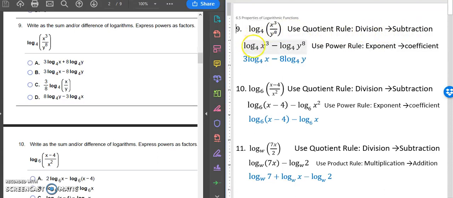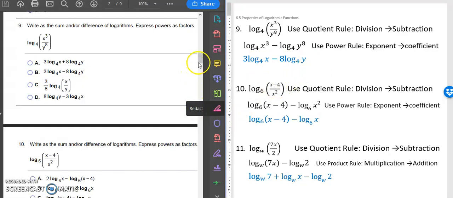So we'll have log base 4 of x to the 3rd power, which is our numerator, minus log base 4 of y to the 8th power. So now we're not quite done yet. We see we have exponents on our arguments, so we want to use the power rule, which says we can make those exponents become the coefficients of our log expression. So we'll find our final answer will be 3 log base 4 of x minus 8 log base 4 of y.